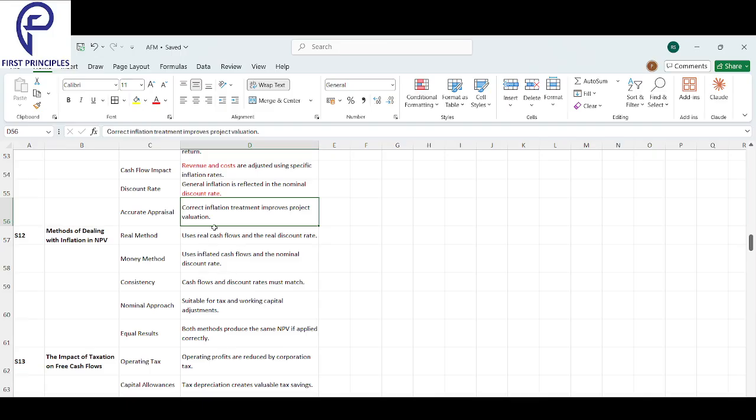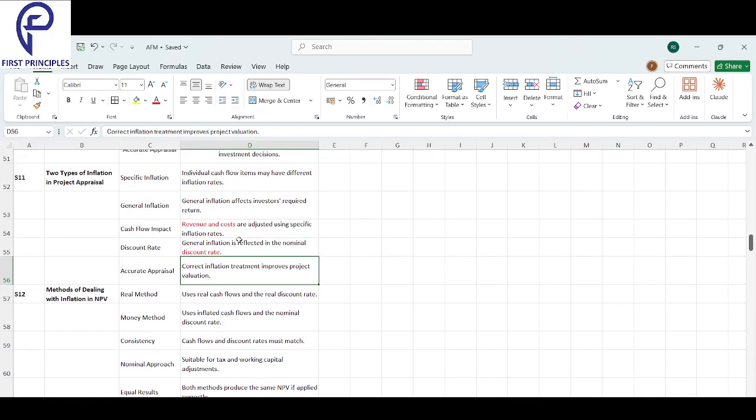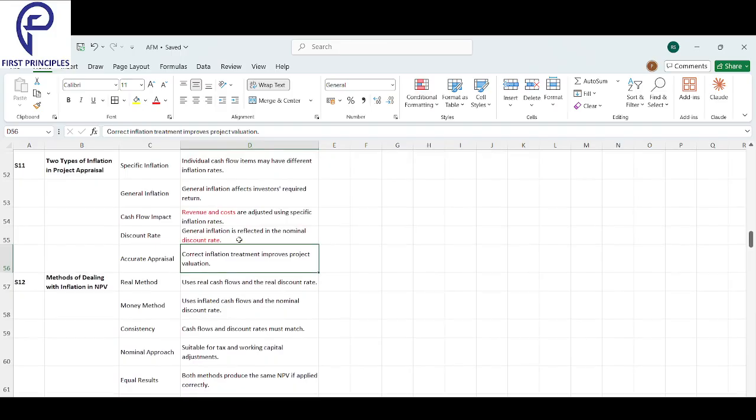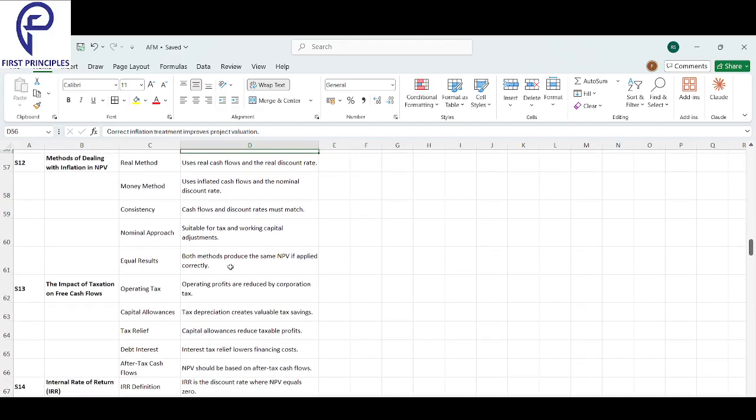Okay, accurate appraisal: correct inflation treatment provides more accurate valuation. If you consider inflation correctly, then you will see your investment appraisal is more accurate, right? Next, we'll look into methods of dealing with inflation in NPV.